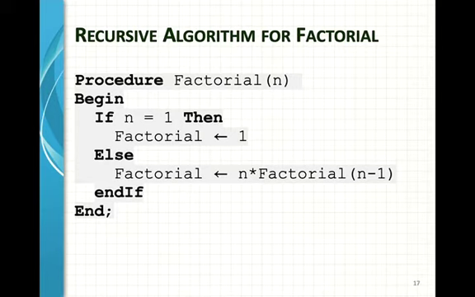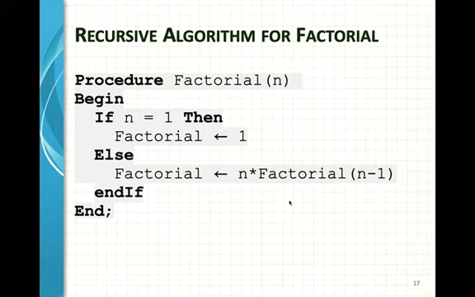Now take a look at this algorithm. This is a recursive way. So what is the difference from the previous algorithm? Here is a self-calling mechanism. In this line, factorial n minus 1, this line is calling itself. Every time factorial is called with n into factorial n minus 1.